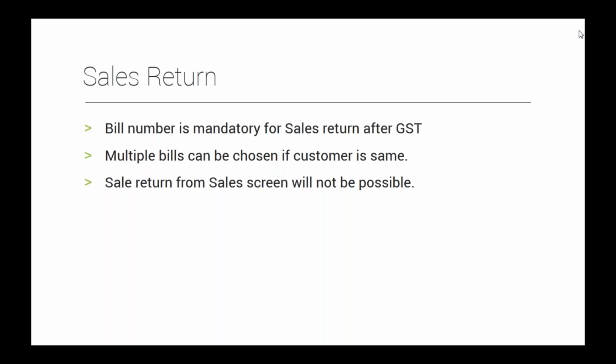For example, you may worry that a single customer may come with multiple bills and return two products from two different bills. As long as the customer is unique, no need to worry. You can make multiple bill selections and make a single sales return. So a sales return from the sales screen will not be possible.